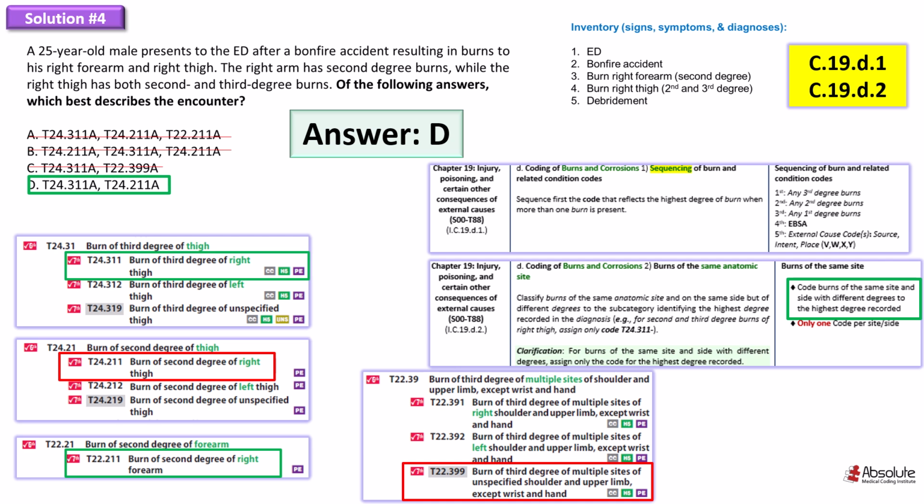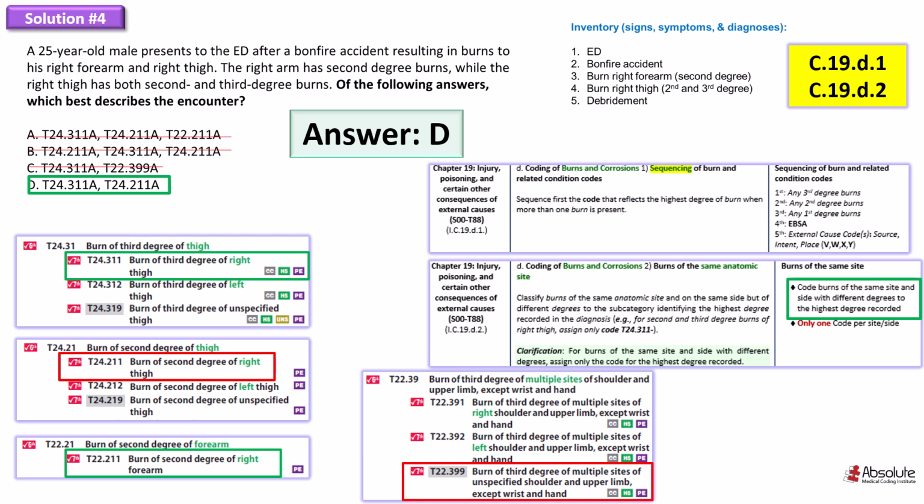And if you said D, coders, outstanding, outstanding. And if you had an aha moment, let me know. Go ahead, talk to me in the chat. And if you did have an aha moment, that is priceless.